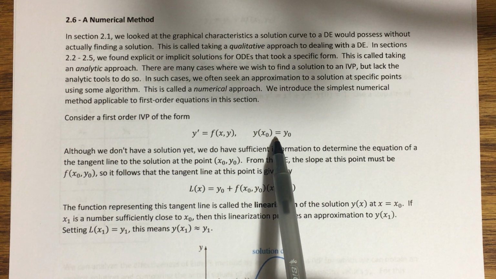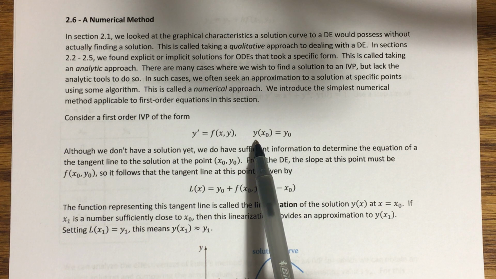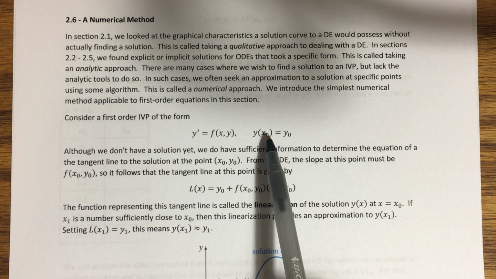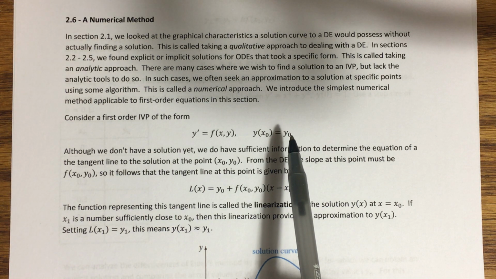And what do you need in order to find a tangent line to a curve at a specific point? You need to know what that point is, which we would have been given here, and we need to know the slope of that line.